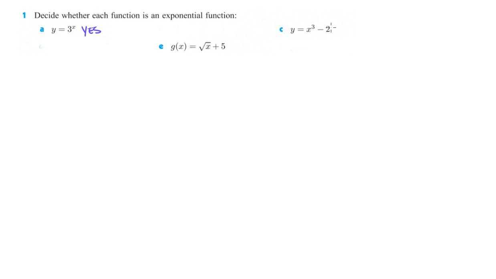This is x cubed. This is a cubic function, so it's not an exponential function. There's no variable in the exponent. And this is the square root of x, no variable in the exponent, so this one is not either.